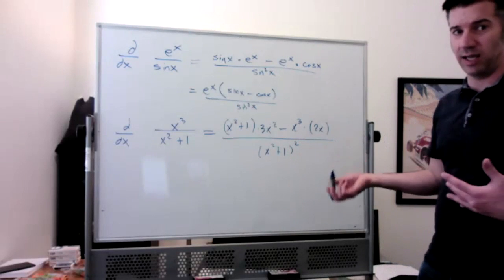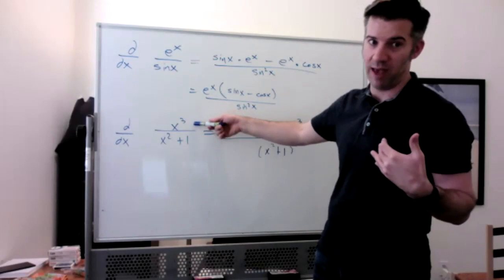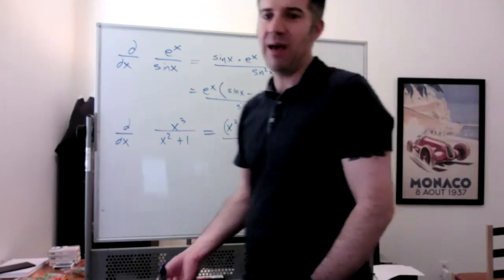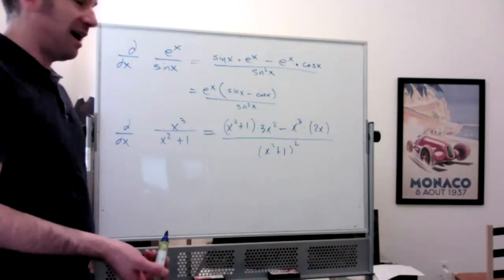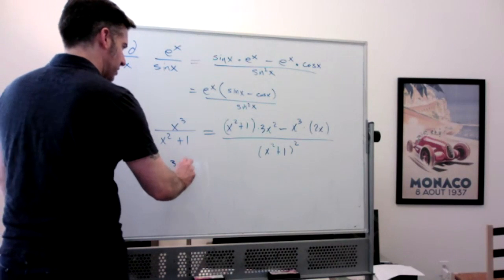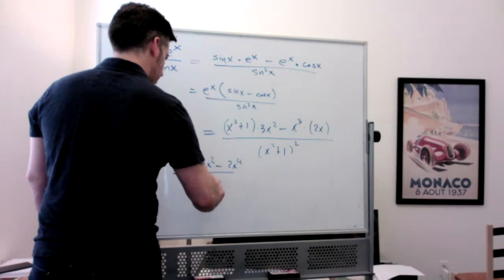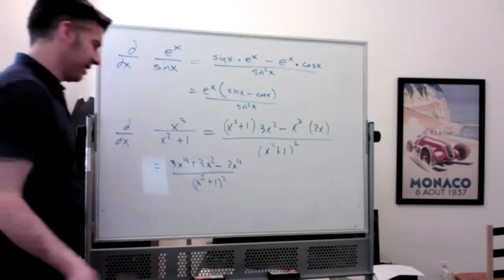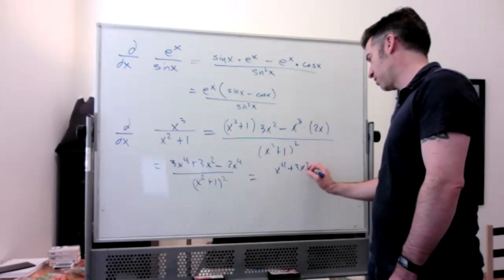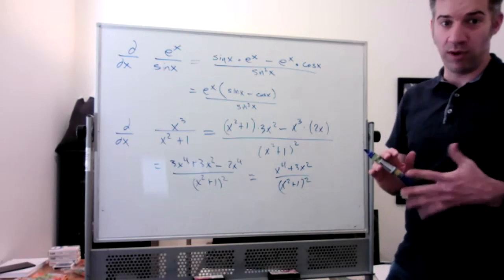In case you're wondering where I'm getting these f's and g's from, I'm assigning the names to the top and bottom of this expression. I'm calling the top part f and the bottom part g. I'm really not trying to simplify this at all, but I guess we could. This one simplifies as 3x to the fourth plus 3x squared minus 2x to the fourth over x squared plus 1 squared. And then you could simplify this as x to the fourth plus 3x squared all over x squared plus 1. Simplifying is not really the point at this stage.